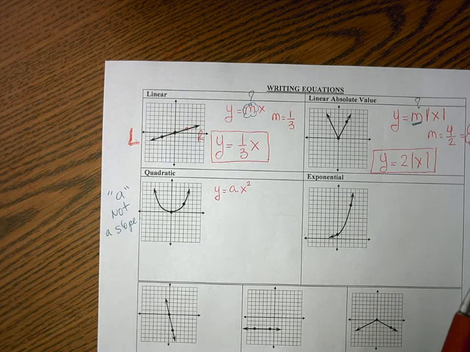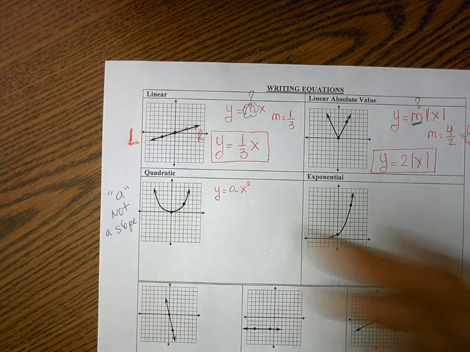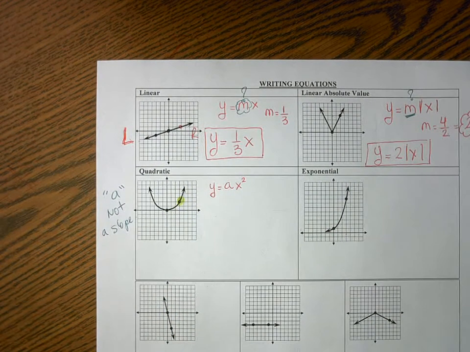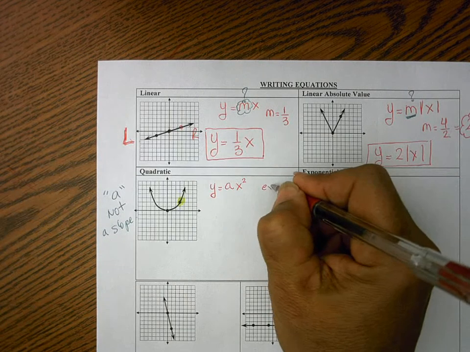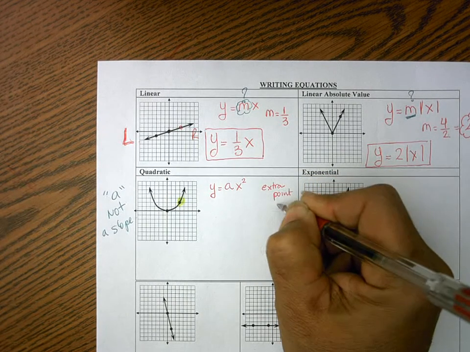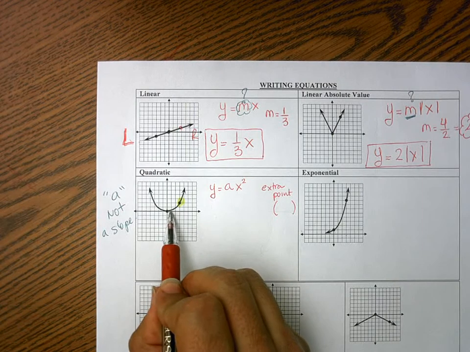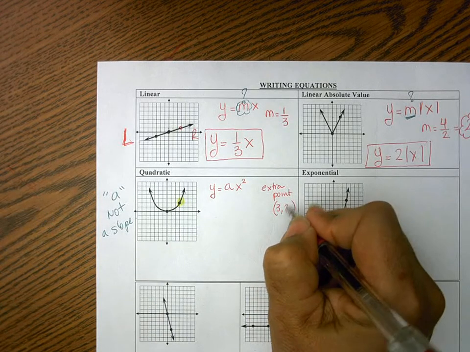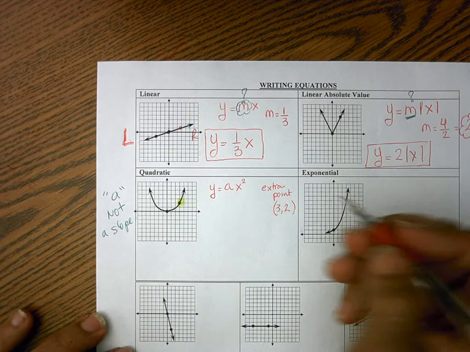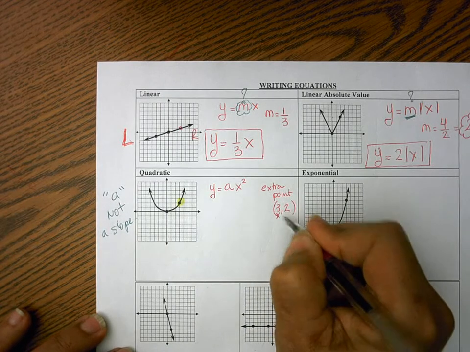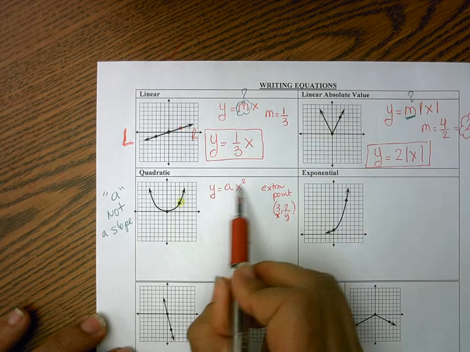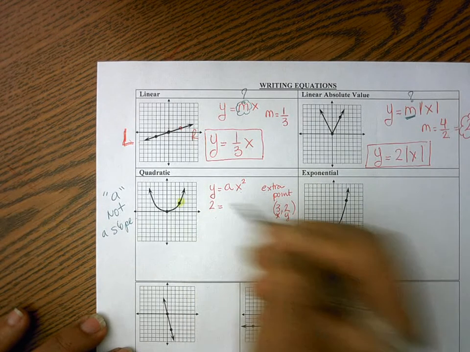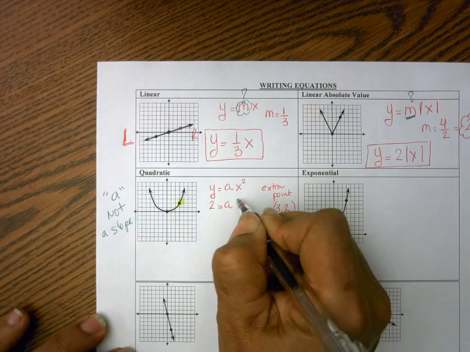However, they gave us an extra point right here. I'm going to use this little extra point and plug it in my equation. Let's find out what it is: 1, 2, 3 on the x-axis, up 2 on the y, so (3, 2). I'm going to plug in a 3 for x and a 2 for y in my function and solve for a. So 2 equals a times 3 squared, and let's solve it carefully.